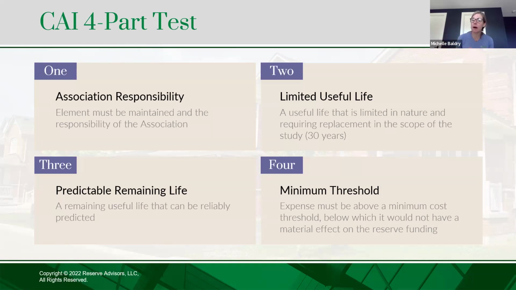And then lastly, it has to be above a minimum threshold. And what we mean here is the operating budget should have some funds available for routine, smaller operational type expenses. And the reserve fund really is reserved for these bigger ticket items or components. So a general rule of thumb that we use is about 1% of the budget. So if you have a $200,000 budget, we would set your cutoff or your minimum threshold at $2,000, meaning any expenses below $2,000 are probably general maintenance and operating. Any expenses above it qualify as a reserve expense.